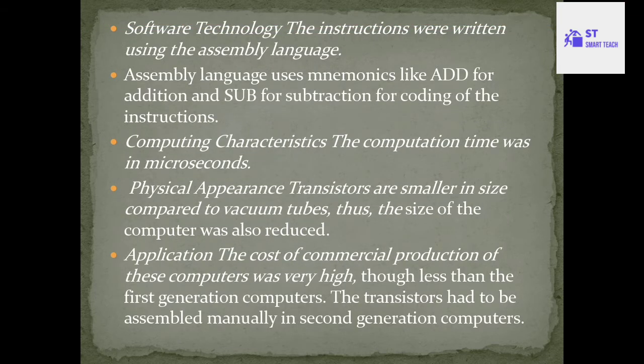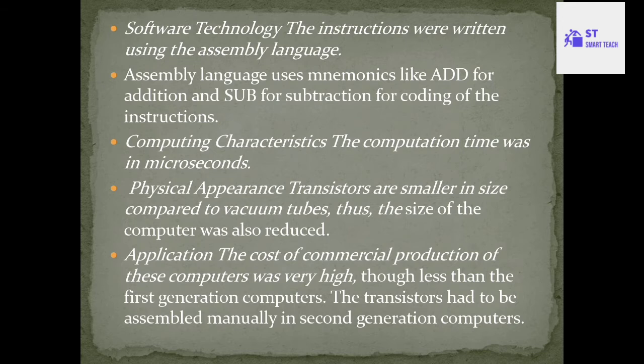Software technology: the instructions were written using assembly language. In the first generation, the software technology is machine language, that is machine understandable language. In the second generation, the instructions were written using assembly language, which uses mnemonics like add, sub, div, mul. These are the mnemonic codes. The computation time was microseconds. In first generation computers it was milliseconds, but here one task is completed in microseconds.